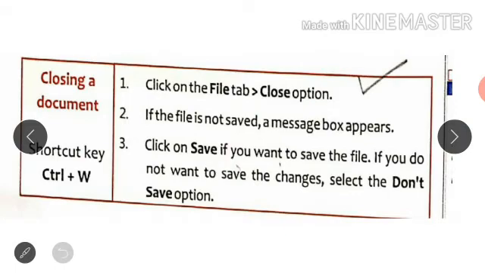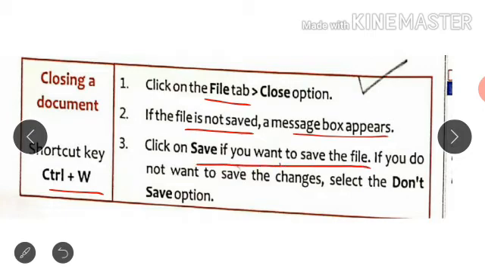Then closing a document. What is the shortcut key? Ctrl+W, which helps to close a document. For closing a document, we can also click the Close option in the File tab. If the file is not saved, a message box appears. Click on Save if you want to save the file. If you do not want to save the changes, select the Don't Save option, and then your file will be closed.